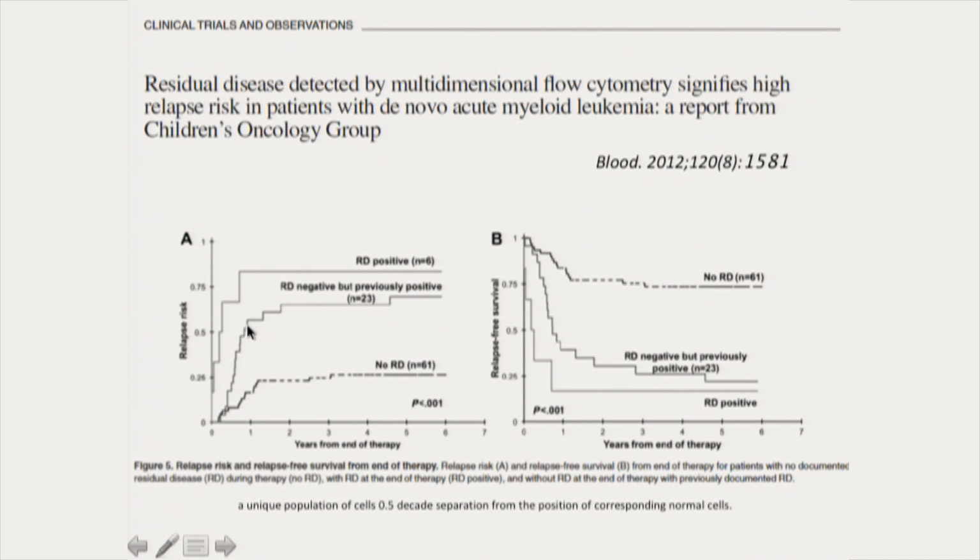And in the middle is a group of patients who had MRD detected early, but it cleared during further treatment, and those patients relapsed anyway. And on the right side shows the relapse-free survival, which corresponds to the cumulative incidence of relapse.